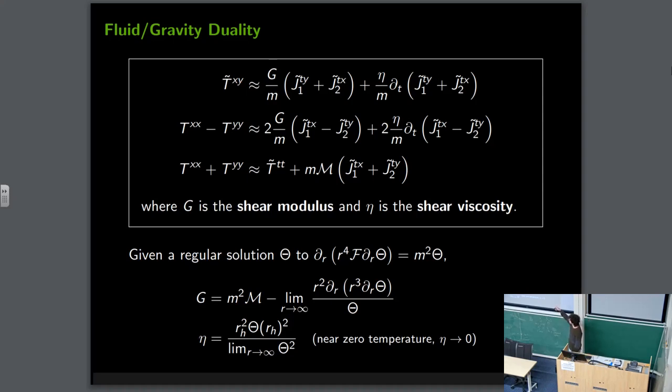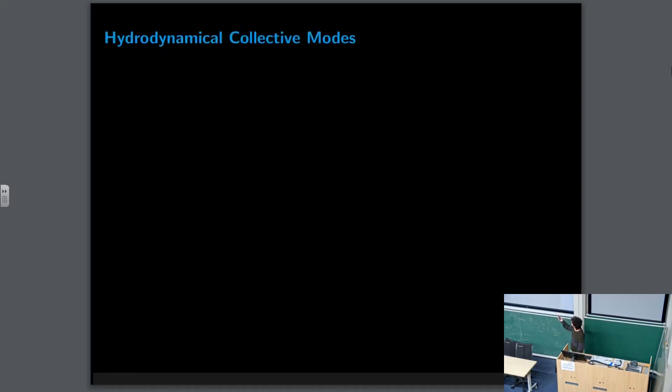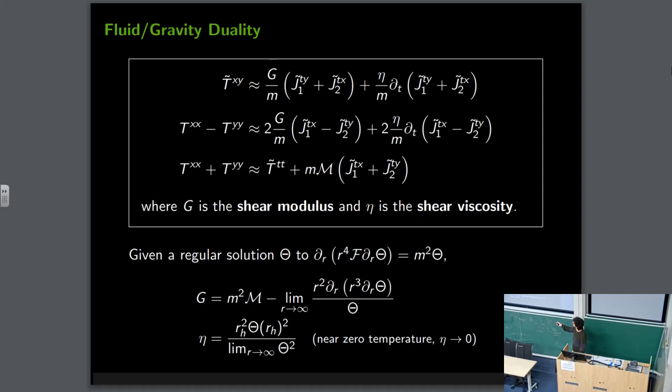So this way we can see how the shear modulus and the shear viscosity enter the constitutive relations, and we can also see how the tracelessness of the stress tensor is broken by this term involving the RG scale curly M. So we found expressions for the shear modulus and viscosity in terms of a solution to this equation, a solution that is regular at the horizon. As we can see, the shear modulus involves information about this solution near the boundary, and the shear viscosity in addition also involves information near the horizon.